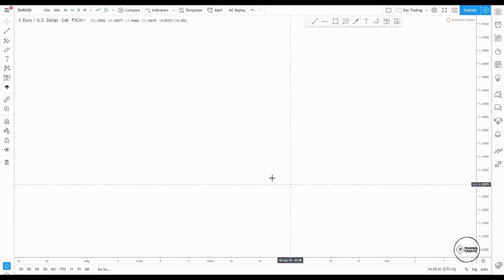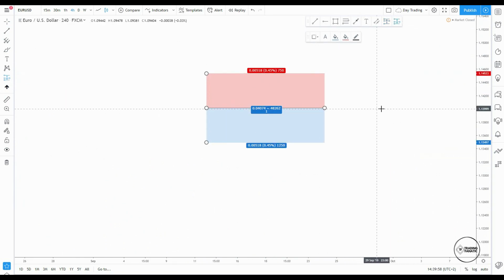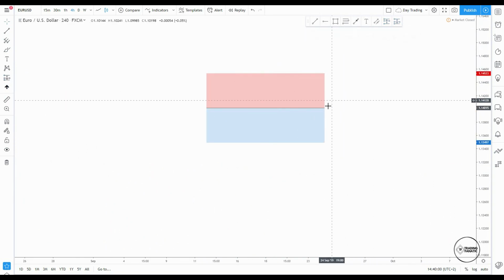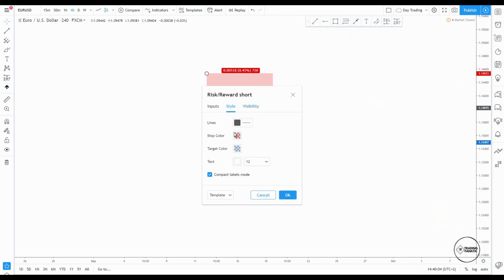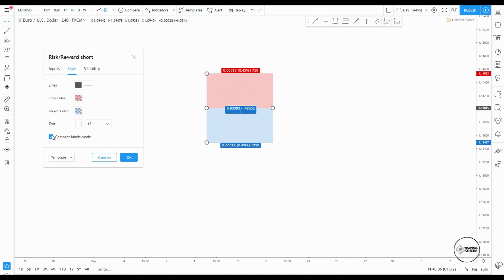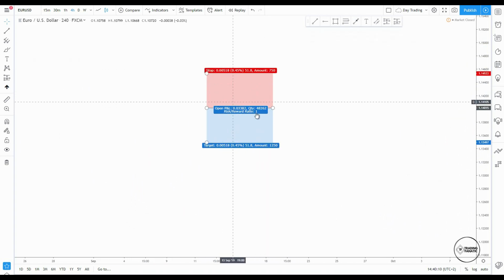So what about the tool we're gonna use? Here on the left, you have your trend lines, fibs, and all those good stuff. And here you have long and short position. So I've clicked the star there in here. So here is your short position and here is your long position. Let's just work with the short one. So I have a compact labels mode here. So yours will look like this, but this is very messy.